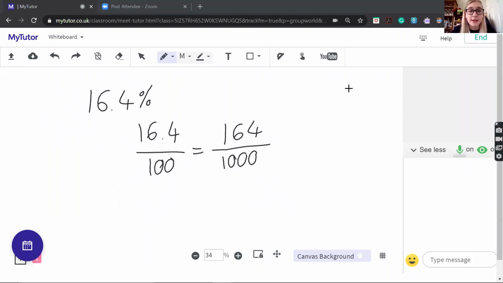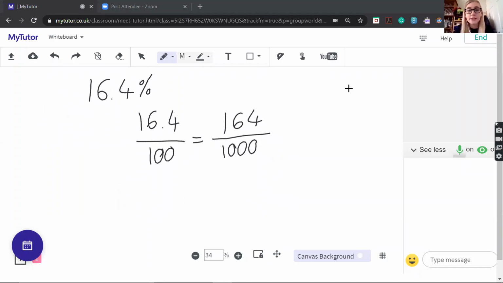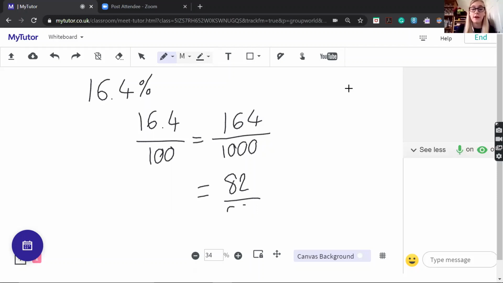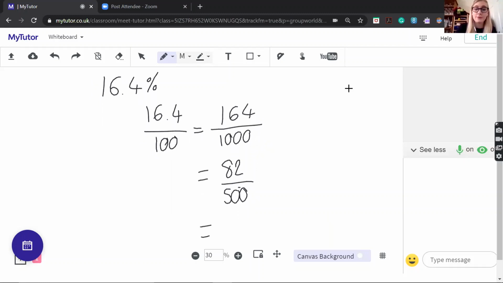So we want to simplify this. The way that we do this, you can either maybe see immediately that we can divide both of these by 4, or if you can't, I always do it in like loads of steps. We start off by dividing by 2. So whenever you're simplifying fractions, you do something to the top and something to the bottom. So here we see that 2 goes into the top and the bottom. So we get 82 over 500. And then, oh my gosh, we can divide those by 2 as well. So we get 41 over 250. So that's how 16.4% is the same as 41 over 250.